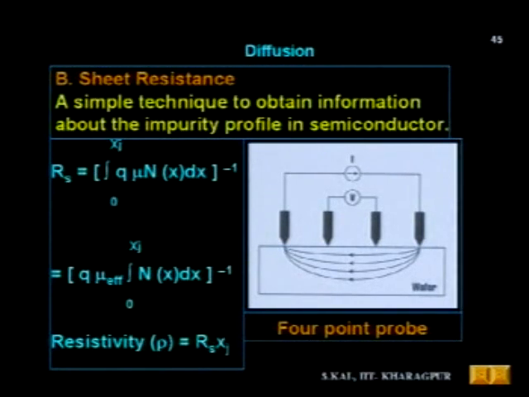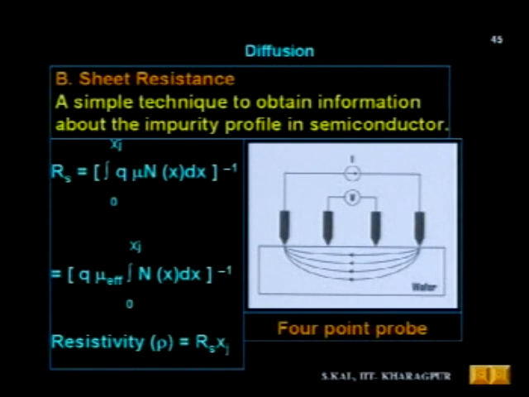Mu is the effective mobility, and mobility of silicon at room temperature is known. If it is N type, then you have to consider mobility of electron. If it is P type, you have to consider mobility of hole. So that is a known value. Now if the mobility is known, q is the electronic charge, so easily you can get the doping level. Average doping level at the surface, you can get the n value. In this way, you can easily find the average impurity concentration of the diffused layer.